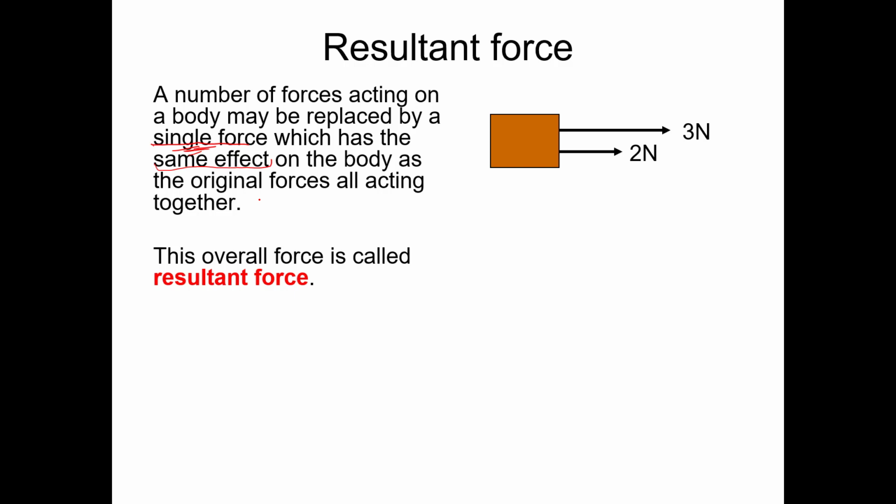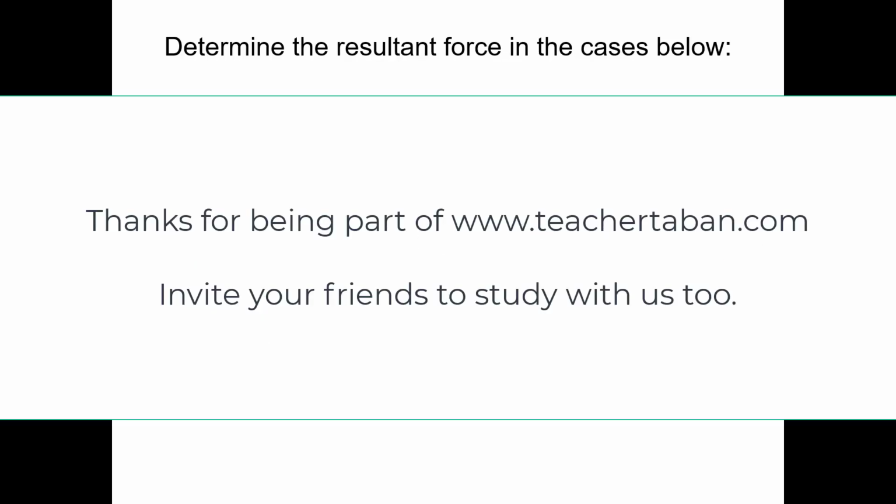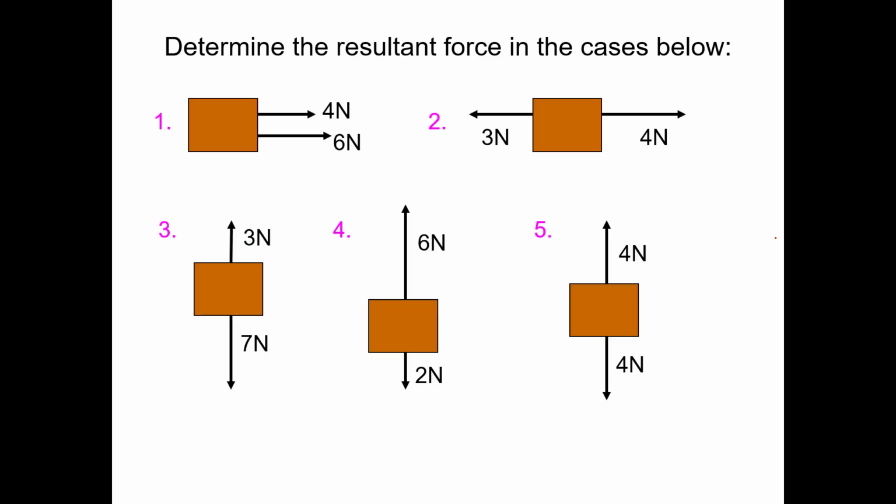Now pause the video and try out this example. Calculate the resultant of those two forces. Okay, very good. I hope that you got that answer: since these two forces are pointing in the same direction, we simply add, 2 plus 3 gives us 5 newtons to the right. That is great. Other examples, pause the video and try out all of these. Number 1, number 2, number 3, number 4, and number 5.